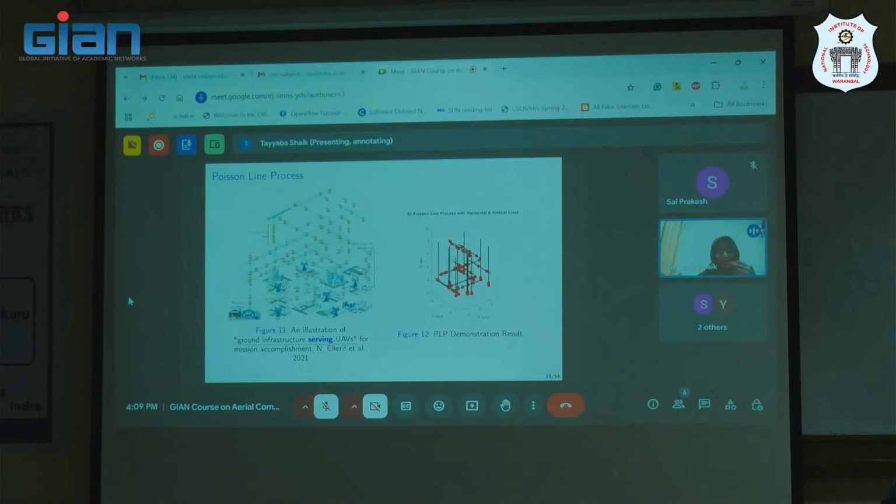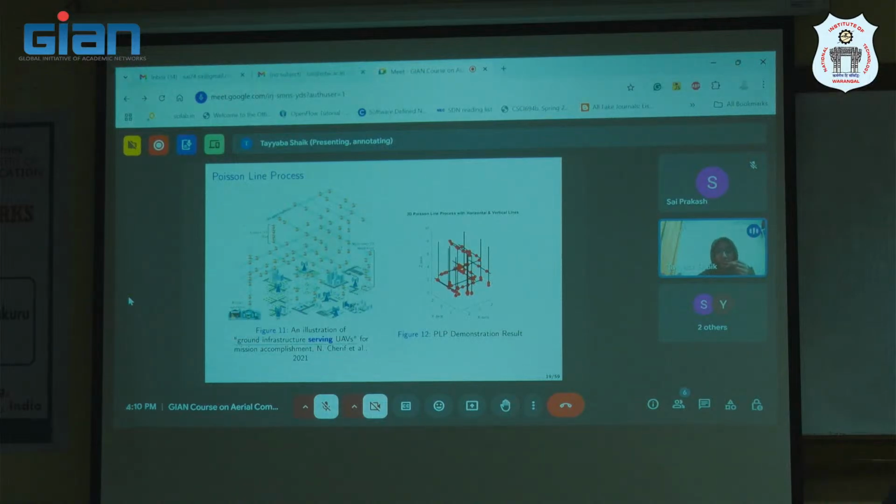All these UAVs are being served by the base stations on the ground. When I say they are being served, they are being controlled. They will communicate with the base station. Maybe they will send their coordinates, or maybe they will tell their status, or maybe they will share their speed. All these are kinds of data that will be exchanged between these base stations and the UAVs.